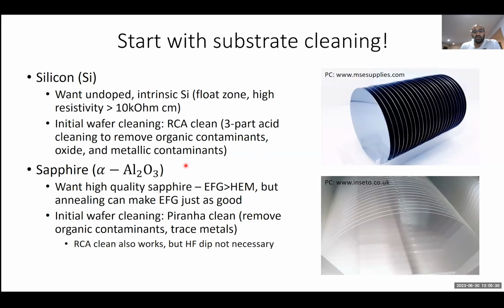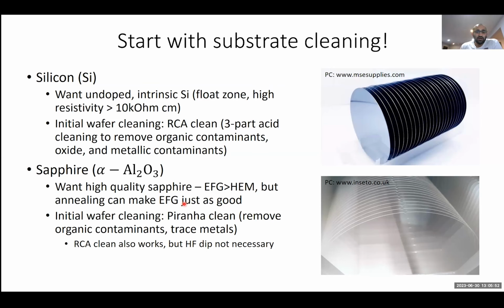And a thorough initial cleaning is usually a standard RCA clean, which is something that's widely used in the semiconductor industry. It's a 3-part acid-base process where you first do an organic clean, then an HF dip to remove oxides, followed by an ionic clean to remove metal ions and other metallic contaminants.